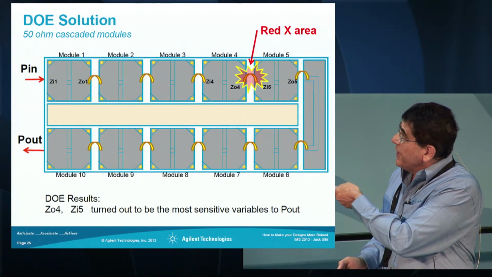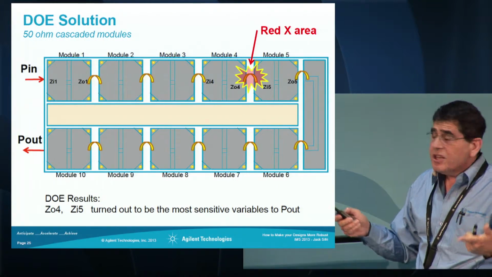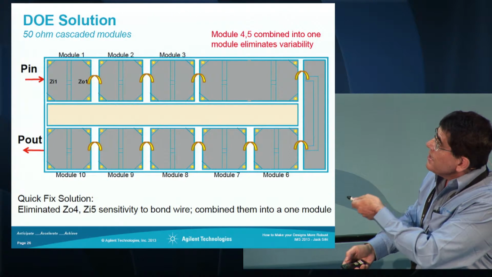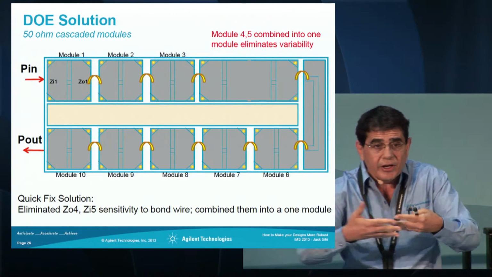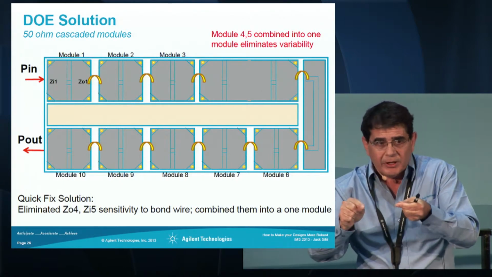This is the sensitive area, and we don't have time to go and redesign the modules, so the action that was taken is to combine these two modules together into one module to eliminate that bond wire or ribbon and the variation. And it solved the problem. We got the power output, we got the gain, shipped the product. So it's very useful to do this.